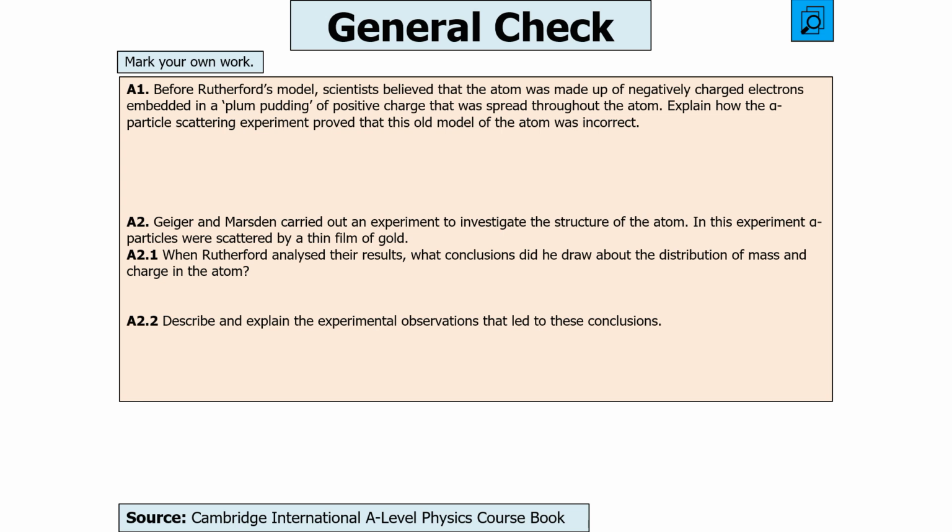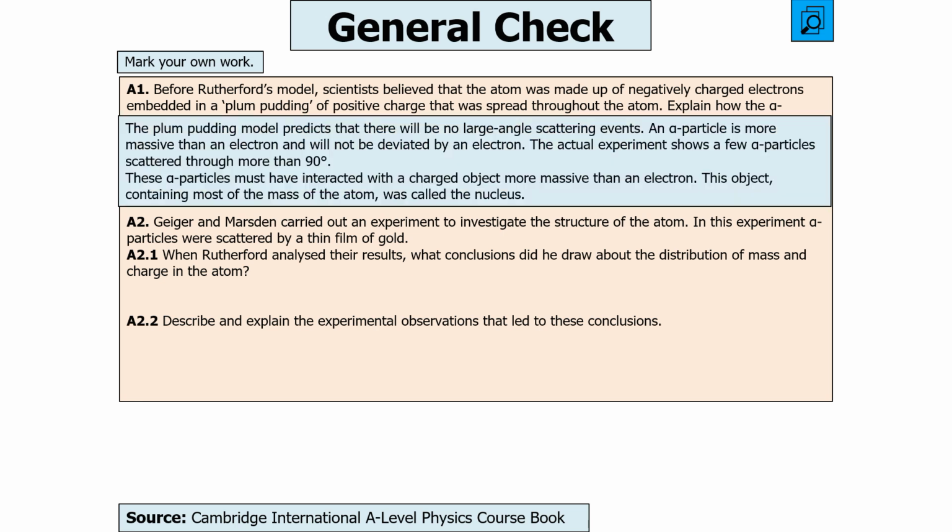Right, so in this first one, the plum pudding model predicts that there'll be no large angle scattering events. An alpha particle is more massive than an electron and won't be deviated by an electron. Now, the actual experiment shows that a few alpha particles will be scattered by more than 90 degrees. So alpha particles must have interacted with a charged object much more massive than an electron. This object contained most of the mass of the atom, so therefore was called a nucleus.